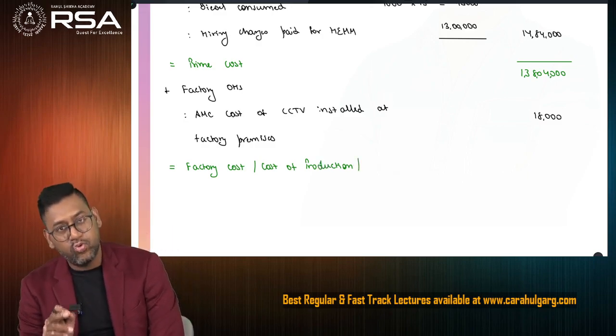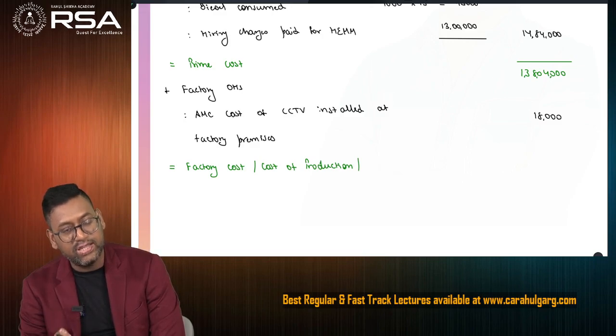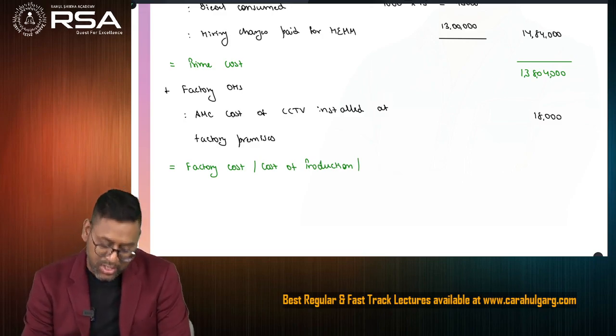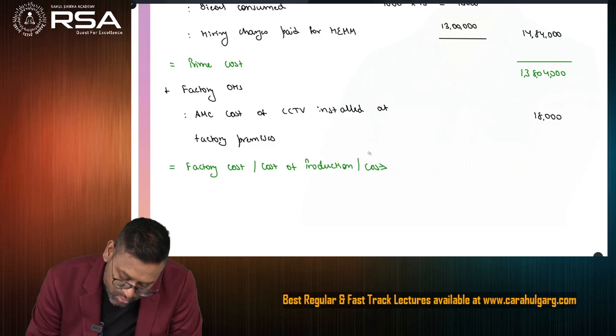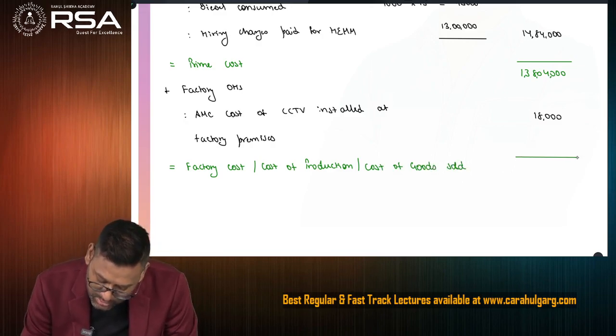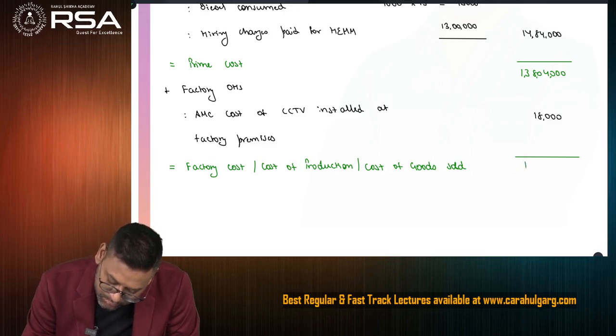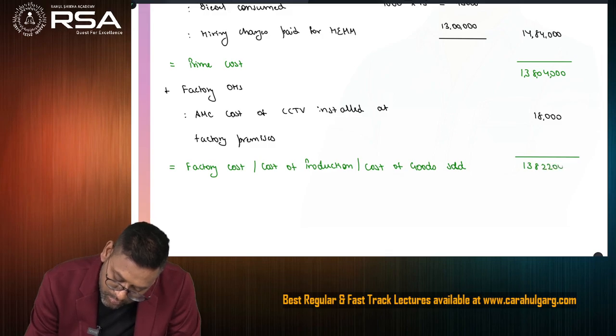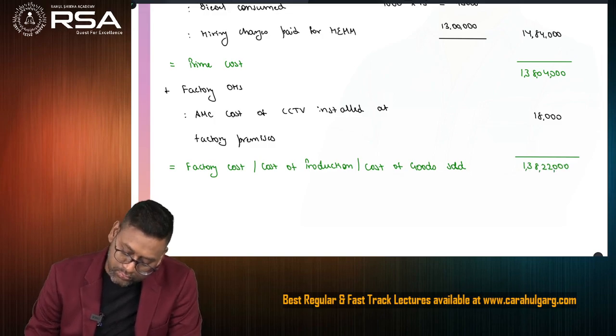Further, as the question has not provided anything about the opening and closing stock of FG, this is itself the cost of goods sold as well. This is itself the cost of goods sold. 1 crore 38 lakh 22,000.